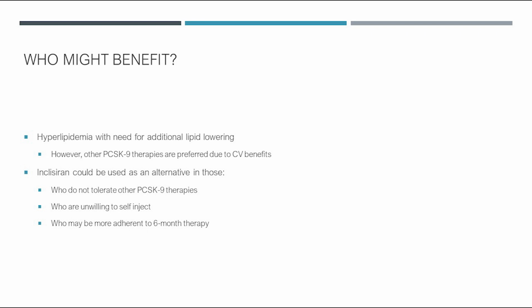And of course, the most important is the population of patients who are non-adherent to the 2 to 4 week dosing schedule for those other PCSK9 agents. The 6-month dosing frequency for Inclisiran does provide a benefit.